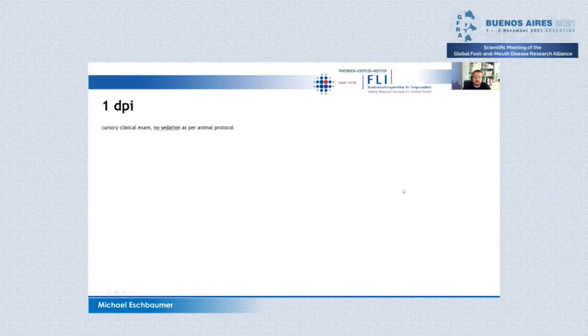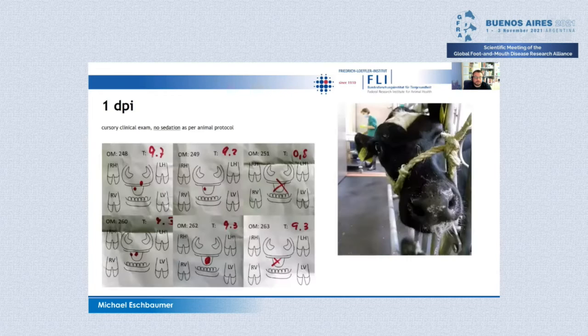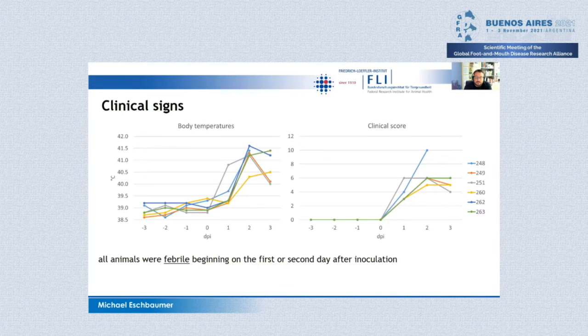On the day after the inoculation, we could not sedate the steers again due to our animal protocol, but we did take their temperatures and we tried to look into their mouths. And it's hard to say with certainty, but I do think that I saw vesicles on the tongues of some of the animals on that day. And we also noted that some of the animals seemed to be salivating more than usual. All animals had elevated temperatures on day 1, which further increased on day 2.